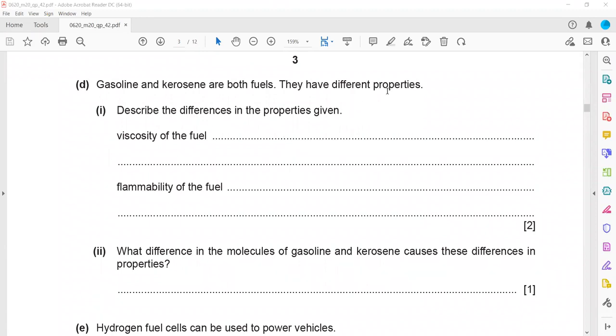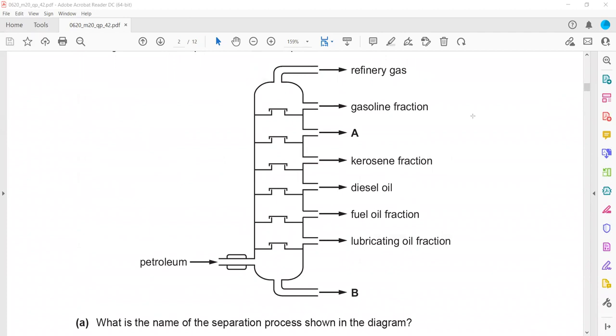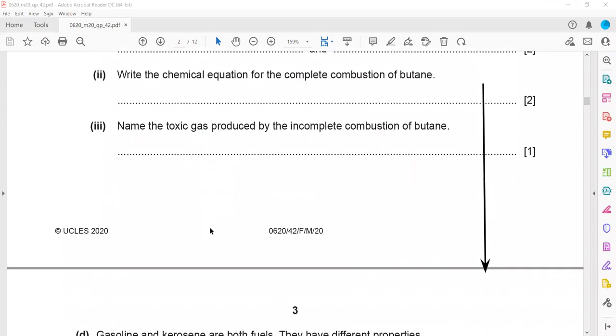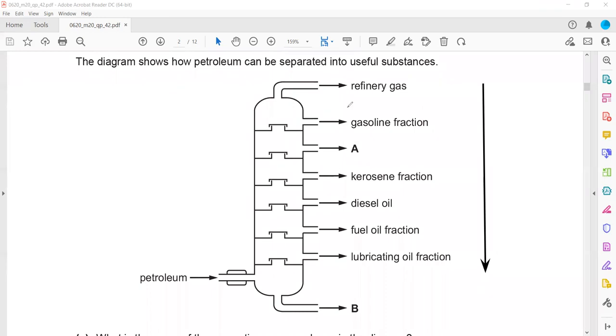Gasoline and kerosene are both fuels. They have different properties. Describe a difference in the property viscosity. Remember, when we go down this series, the viscosity increases. So we are comparing kerosene with gasoline. What happens to viscosity as we go down? The viscosity increases. It becomes thicker, more viscous. So kerosene will be more viscous.